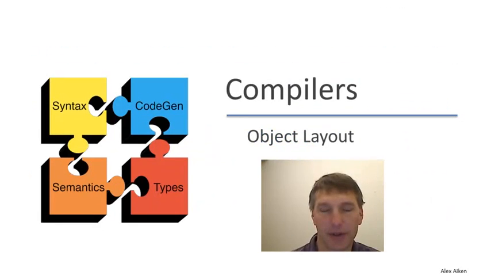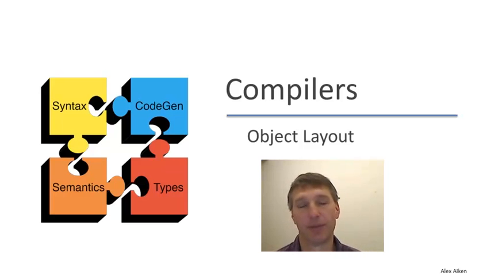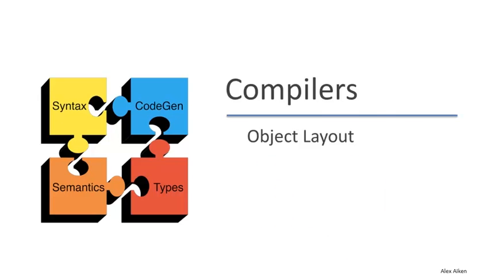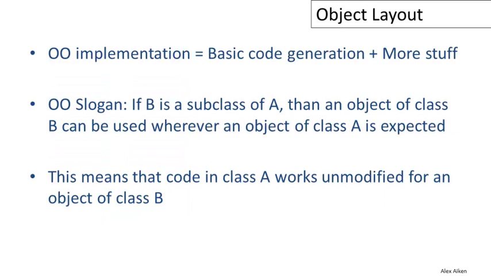In the last several videos, we've discussed code generation for a very simple programming language. In this video, we're going to take a look at code generation for a more advanced feature, objects. Fortunately, the standard code generation strategy for objects is really just an extension of what we've already learned.